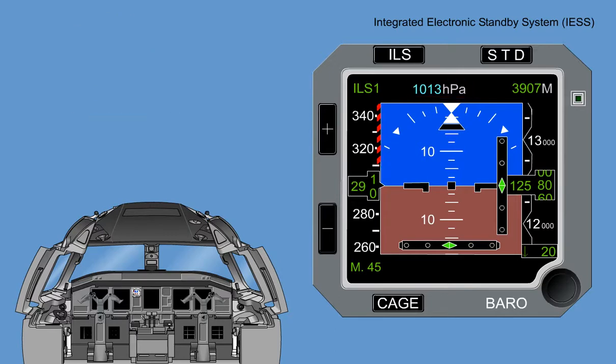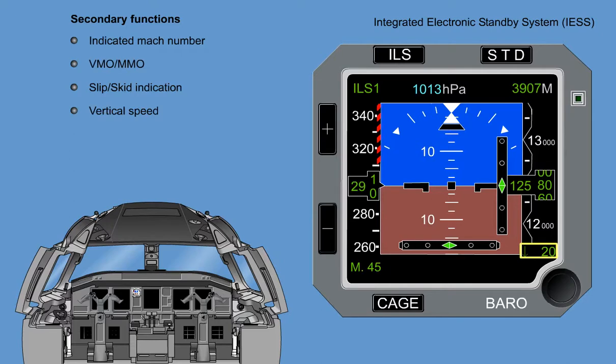In addition, the IESS provides the following secondary functions or displays: indicated Mach number, VMO, MMO, slip skid indication, vertical speed, ILS, barometric pressure in hectopascal, and altitude in meters.